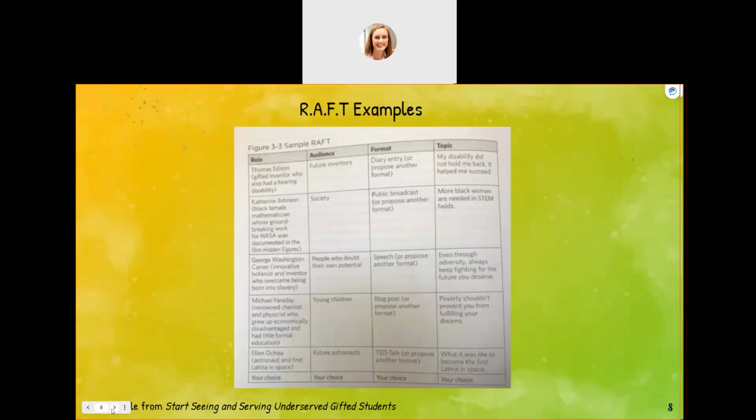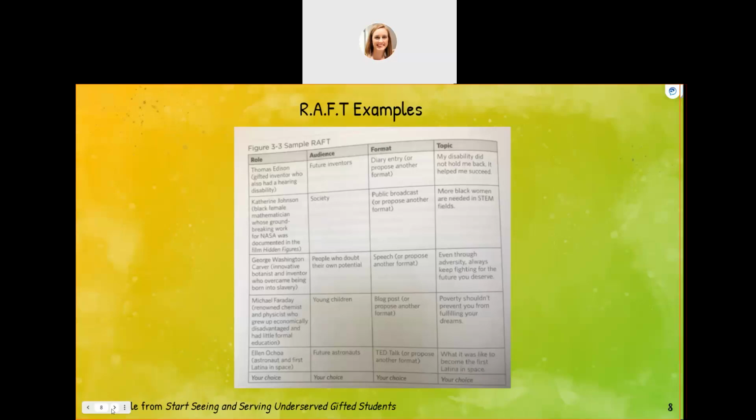This example comes from the book Start Seeing and Serving Underserved Gifted Students. And this is an example of a RAFT that's focusing on renowned scientists from underserved populations. In this one, the students assume the role of a scientist from an underrepresented group, and then they would go across on this one in their row.